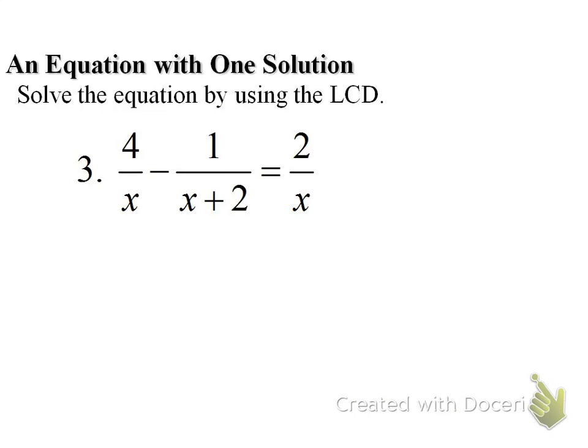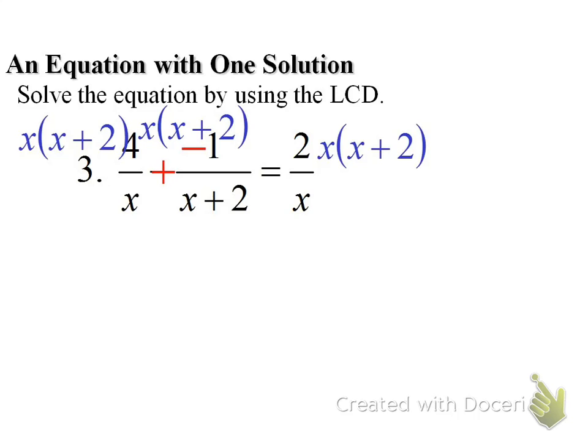All right, here's number 3. Yep, the common denominator is going to be x times x plus 2. I'm going to take care of that minus by making it a plus and turning the 1 into a negative. Then I'm going to multiply through by x times x plus 2. So you can see that in your first term, the x's are going to cancel. You can distribute the 4. You get 4x plus 8.